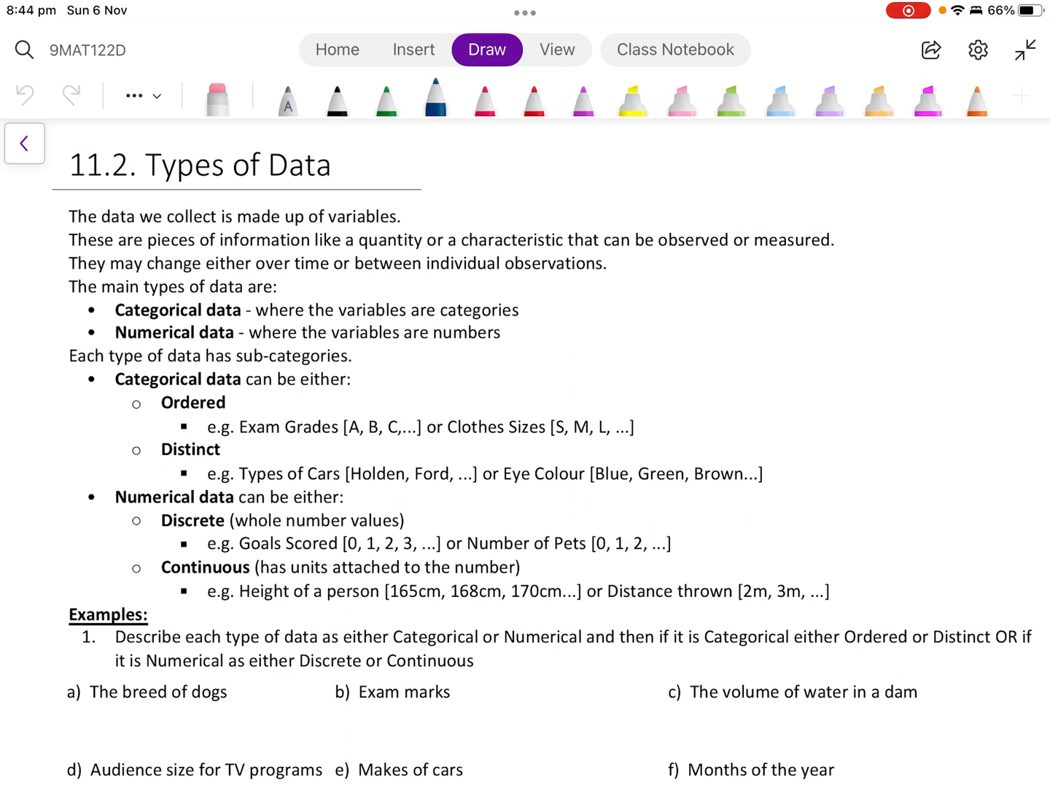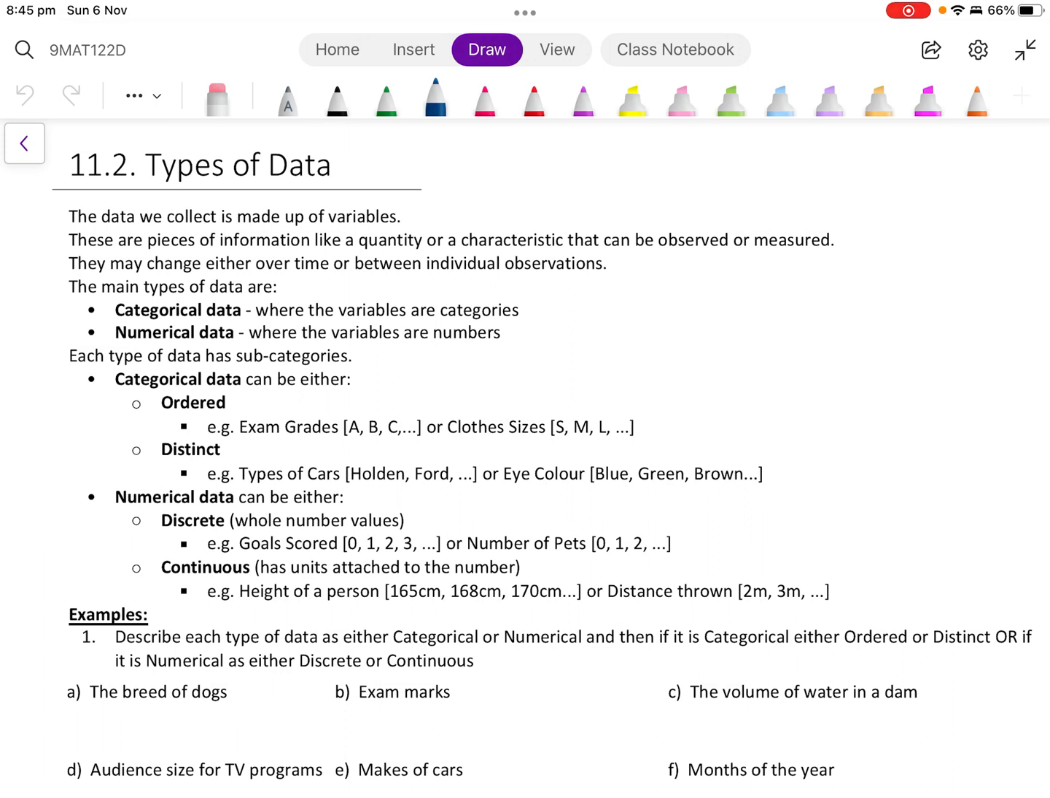We have two main types of data. These are categorical data, where the variables are categories, and numerical data, where the variables are numbers. Each type of data has subcategories. Categorical data can either be ordered, such as exam grades A, B, C, or clothes sizes S, M, L. Distinct categorical data can be like types of cars, Holden, Ford, etc., or eye colour, blue, green, brown. Distinct has no order to it, whereas ordered categorical data does have an order.